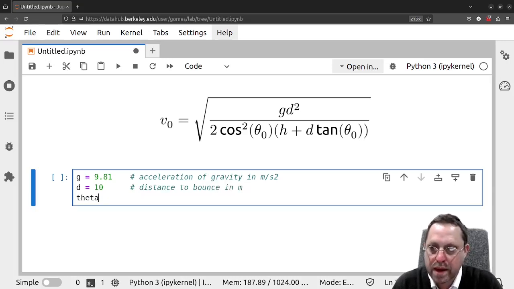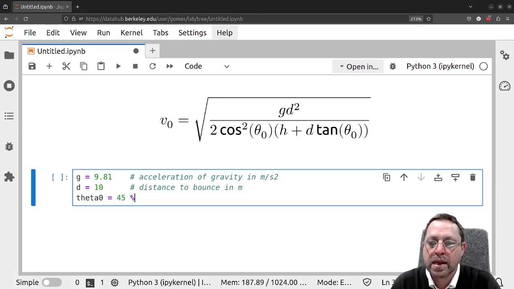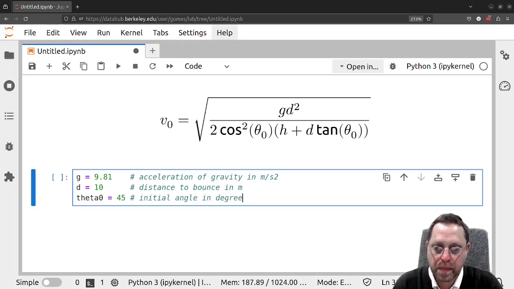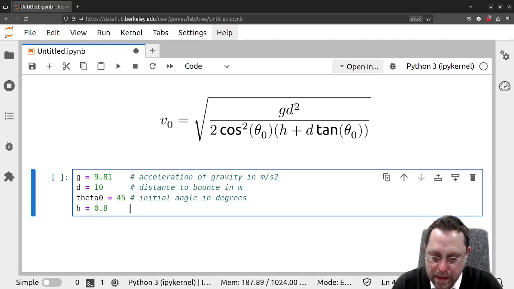Then we have theta naught. We said it was going to be 45 degrees. That is the initial angle in degrees. And finally, we have h, which was 80 centimeters, which we can just say is 0.8 meters, just to have everything in the same units. So this is the initial height in meters.